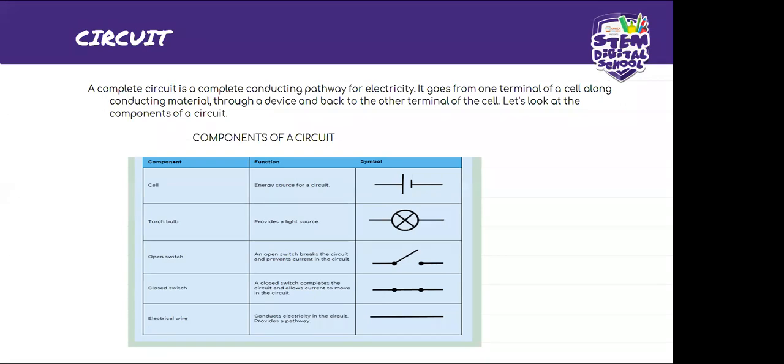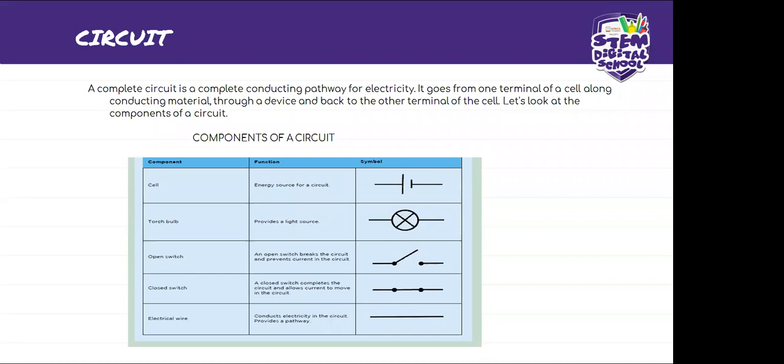Okay, but there are certain parts or components that are able to convey this energy that is moving from one terminal to the other. So the cell, as we have seen in the previous diagram, is illustrated like this. What is the function of the cell? It acts as a source of energy, and this is the symbol. You have one terminal that is bigger than the other one.